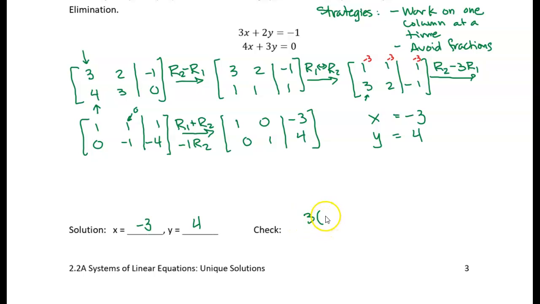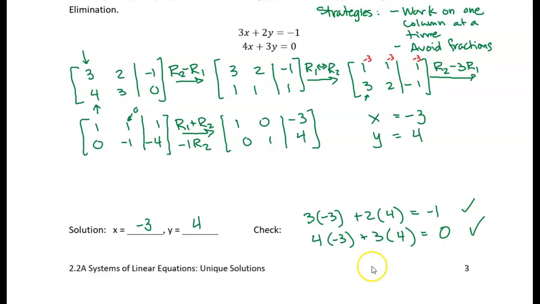So 3 times the x value, negative 3, plus 2 times y, which is 4, is that equal to negative 1? So I get negative 9 plus 8, which is a negative 1. Checks out. All right, 4 times x, which is negative 3, plus 3 times y, which is 4, should be equal to 0. And you can see 4 times negative 3 is a negative 12, plus a positive 12 gives me 0. Boom, done. We got the solution.